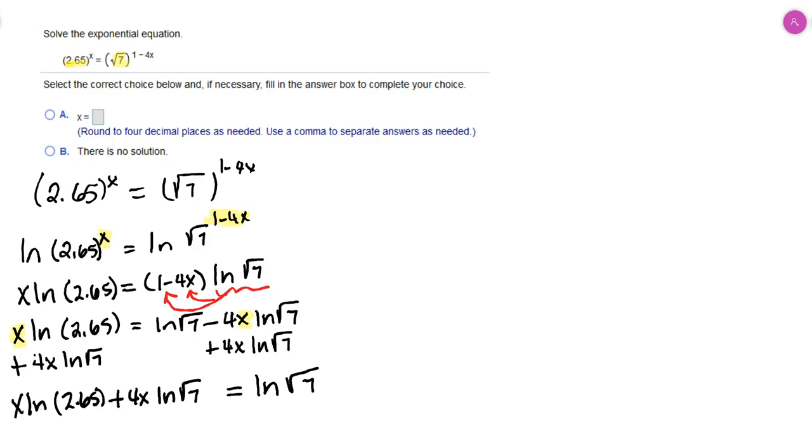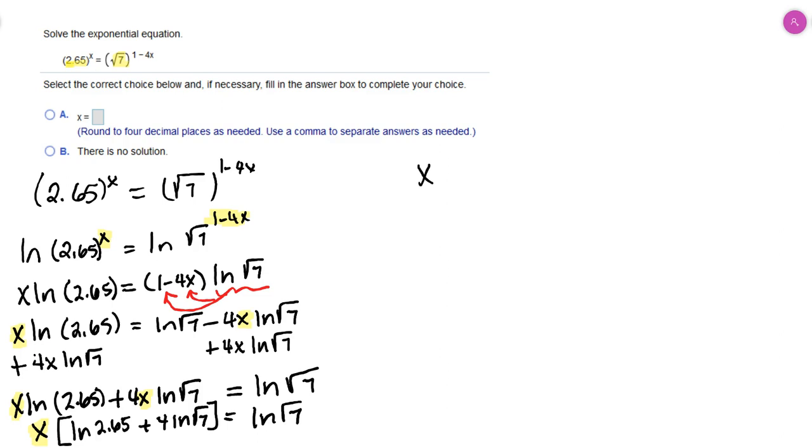Now that I've got the x's on the same side, I'm going to factor that x out. So now I have natural log of 2.65 plus 4 natural log square root of 7 equals natural log square root of x. And now that I have x by itself, I'm able to divide both sides by what's in the brackets.